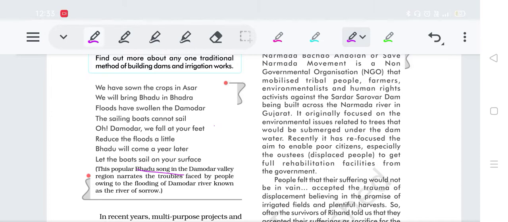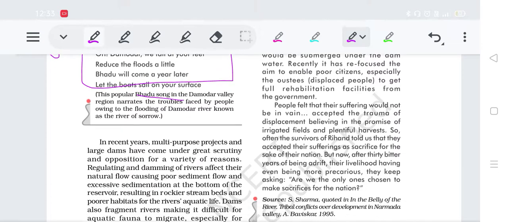This is a popular Bhadu song in the Damodar Valley region, which narrates the troubles faced by people owing to the flooding of the Damodar river, known as the River of Sorrow. So this is a song in which they are asking for the floods to stop.